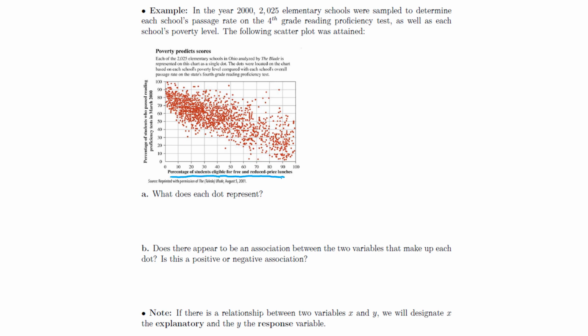At first you might say, that's not really what they talked about up here. But of course they talked about poverty level, and so they're using students eligible for free and reduced lunch as a proxy for poverty level, because whether a student is eligible for free and reduced lunch has to do with family income. And then over here, the percentage of students who pass the reading proficiency test.